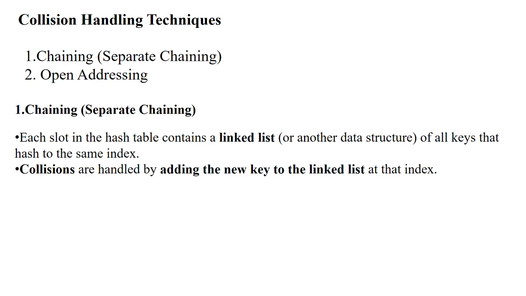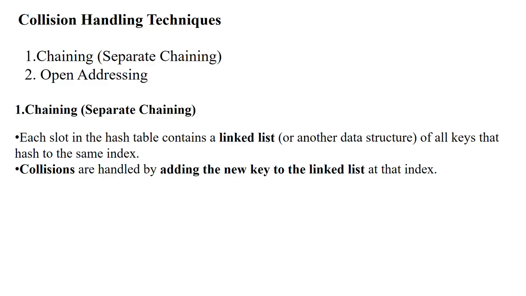So which are the collision handling techniques? One popular method to handle collision is chaining, also called separate chaining. In this method, each index of the hash table contains a linked list. When multiple keys hash into the same index, they are stored in this list, and this way no data is lost and we can still access all keys efficiently.